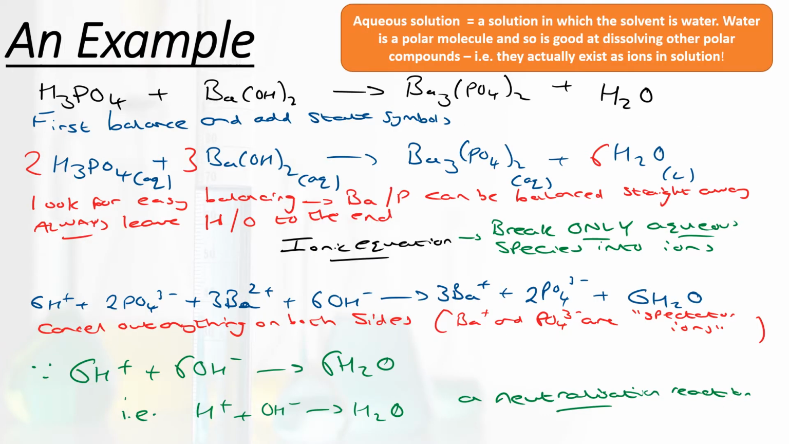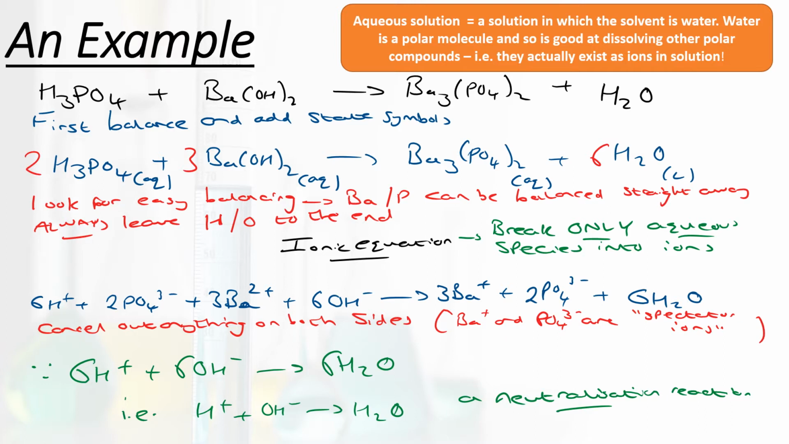So, an example. Let's say we have this example where we've added phosphoric acid, H3PO4, to barium hydroxide. Now this is essentially an acid-base reaction. Barium hydroxide is a base, and phosphoric acid is an acid. So it's an acid-base reaction, a neutralization reaction. So we're going to form our salt plus water. The salt that we form is barium phosphate.